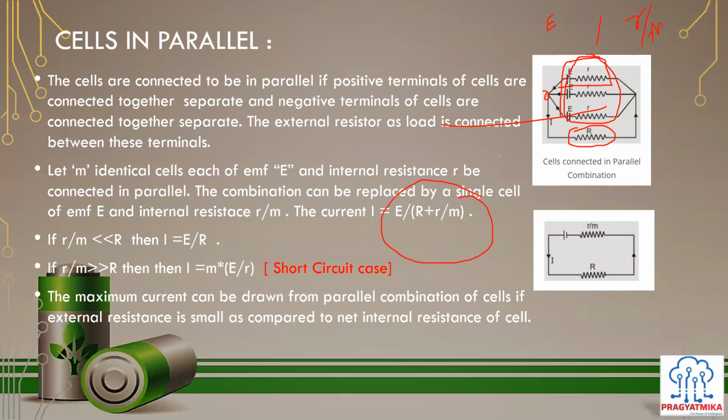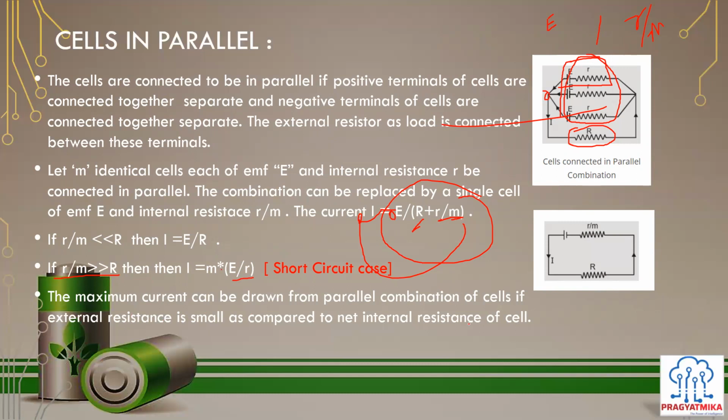In the case of parallel connections, the internal resistance becomes quite low, since a single cell's internal resistance is divided by the number of cells connected in parallel. If it is very small, then I is equal to E by R. And if R by M becomes quite high, then I will become M into E by R, because this gets omitted and the M comes on top. So this will be the short-circuiting case in parallel connection circuitry.